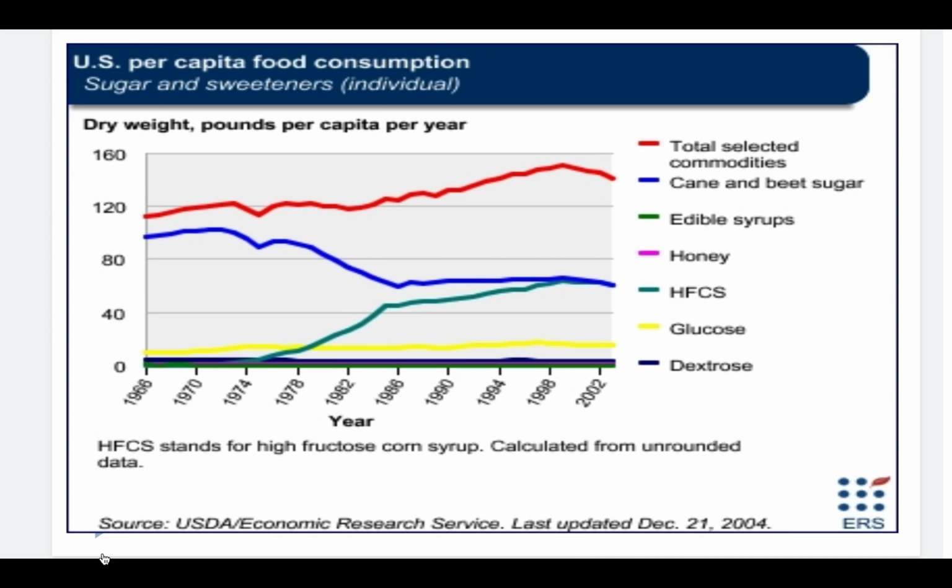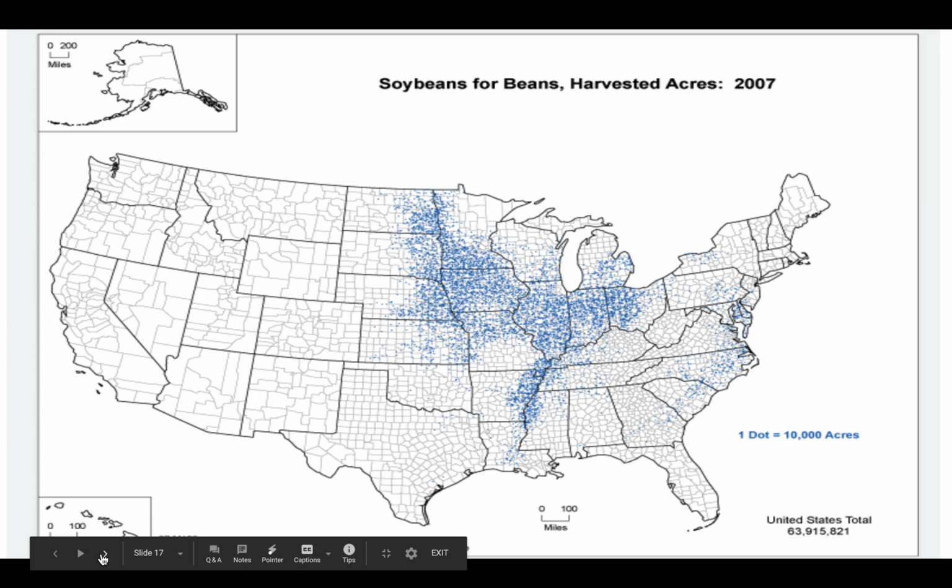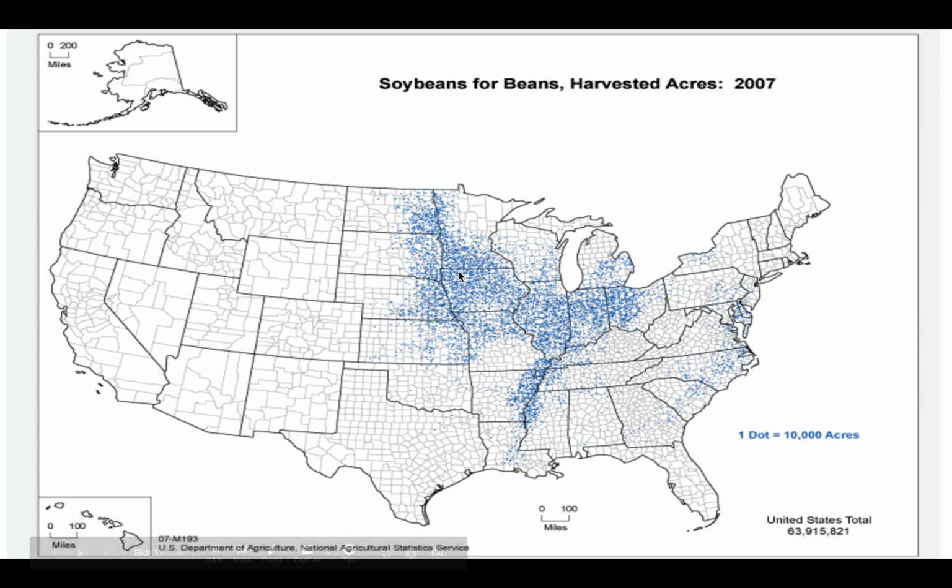We can see food consumption, and when we look at total selected commodities, we've seen it grow in total dry weight consumption. Soybeans, again, are found, we can see in Minnesota, in the west and southern region of the U.S. A lot of soybeans, again, found near the Corn Belt.